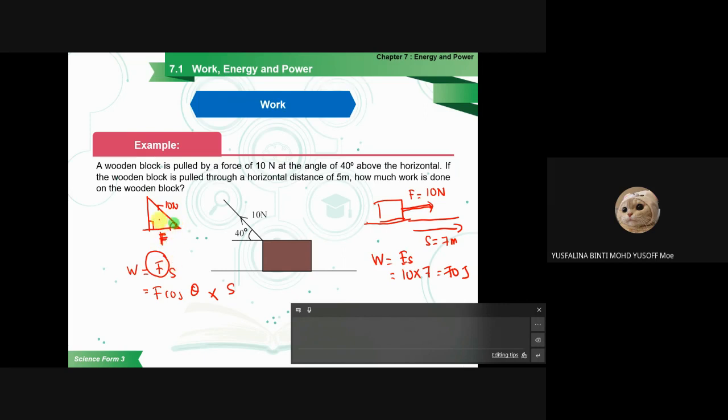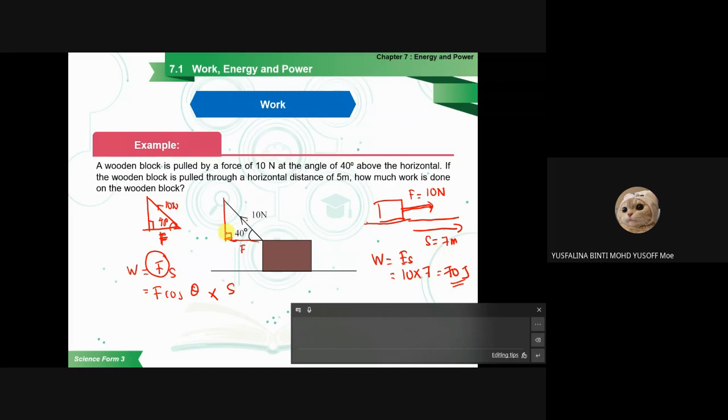So this one is also already given 40 degrees. Okay, so it's just like I'm drawing a triangle. This is 90 degrees, this is 10 Newton. So I draw it back. I want the F here because I said the F must be in a straight line if you want to use this formula. This one is already a straight line, right? So you can just multiply 10 by 7, you get 70 joule.